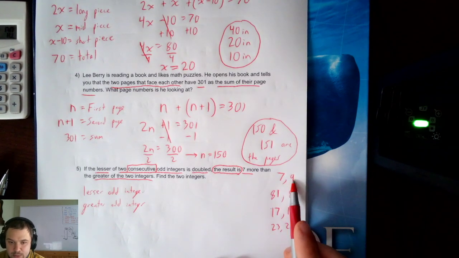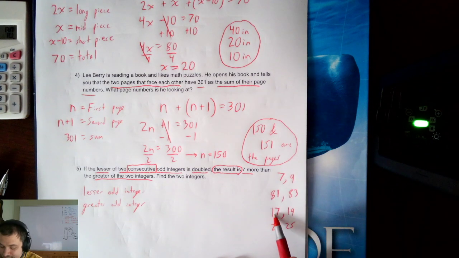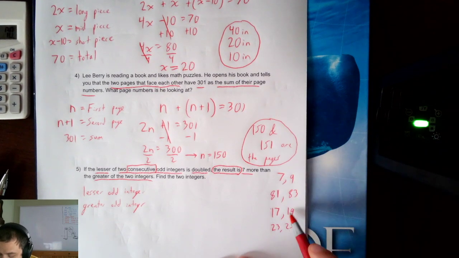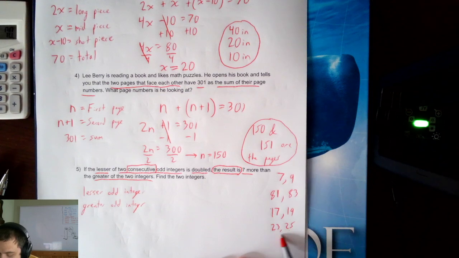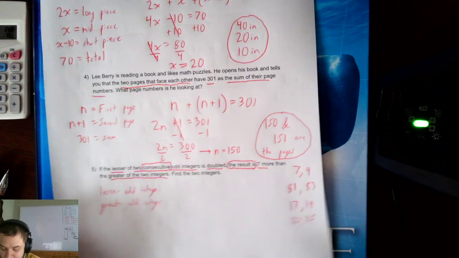7, the next number would be 9, that's odd. 81, next would be 83. 17, next would be 19. 23, next would be 25. How far apart are all of these values? They're 2 apart. If I want to count odd integers, I count by 2's. Think about it: 1, 3, 5, 7, 9. Always a gap of 2. So that'll help me here.